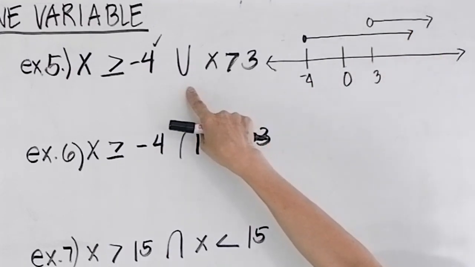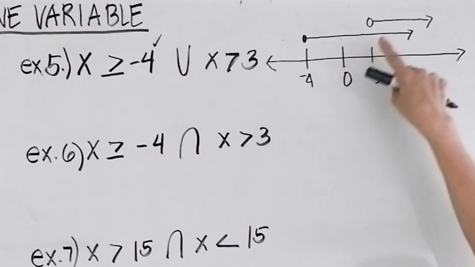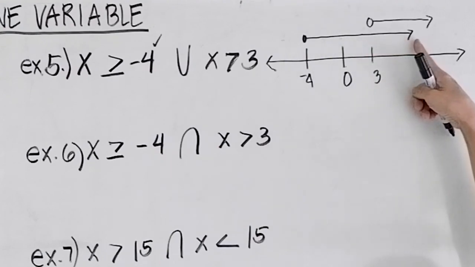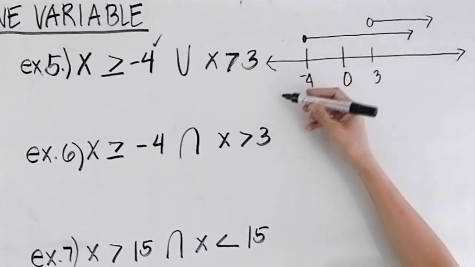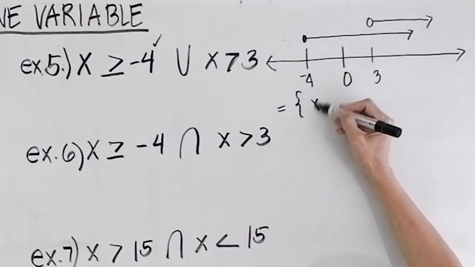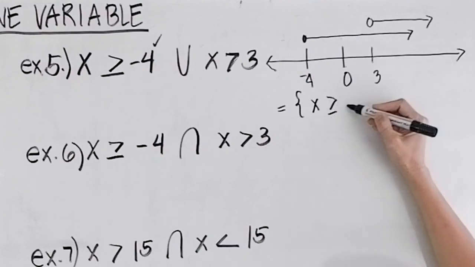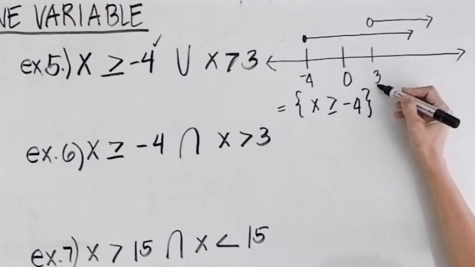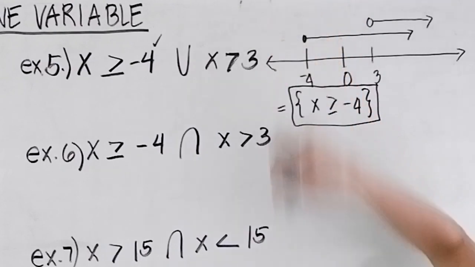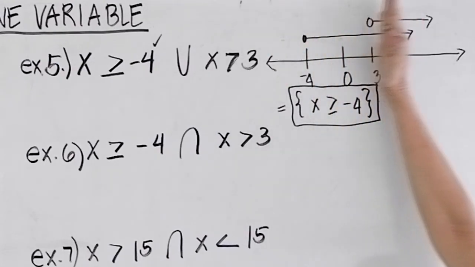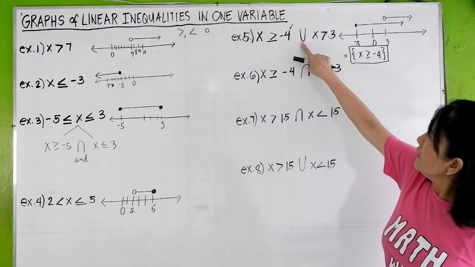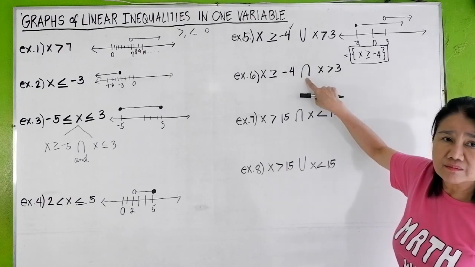Now you're taking the union, that would mean you're combining all the numbers. What do you see? All numbers to the right of 3, combine it with all numbers to the right of or equal to negative 4. So you get from here to here. So that would be x is greater than or equal to negative 4. There, that is your answer. Let's check. So, if we combine this, are we getting the numbers which are greater than or equal to negative 4? Yes.